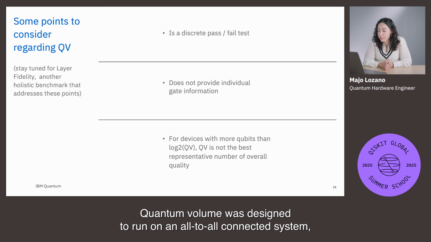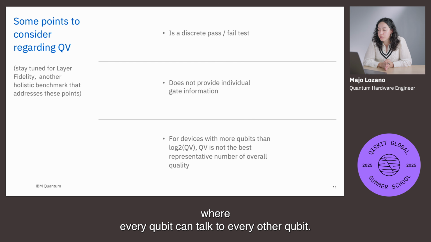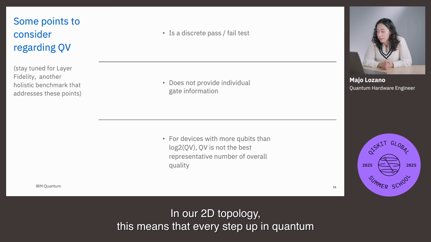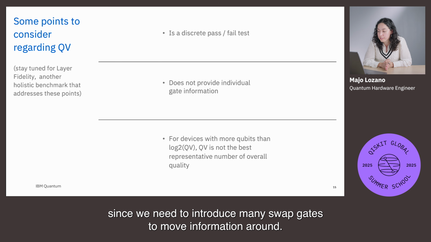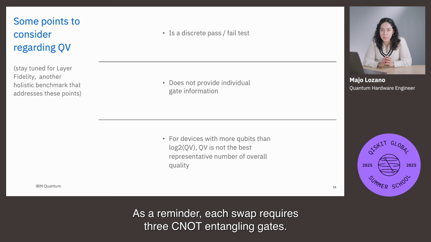Quantum volume was designed to run on an all-to-all connected system, where every qubit can talk to every other qubit. In our 2D topology, this means that every step up in quantum volume is taxing on the fidelity and the number of gates, since we need to introduce many swap gates to move information around. As a reminder, each swap requires 3 CNOT entangling gates.